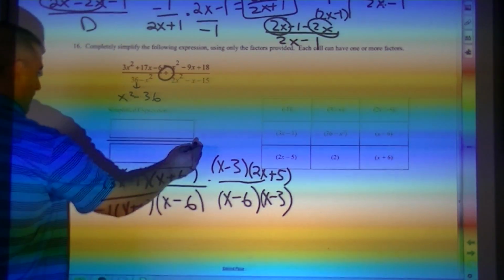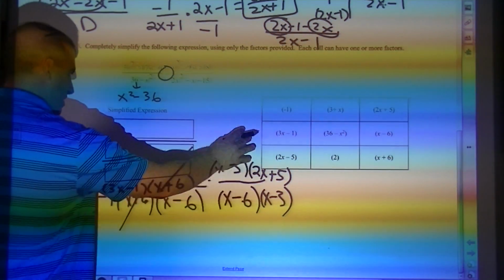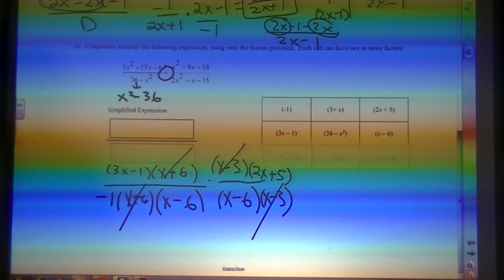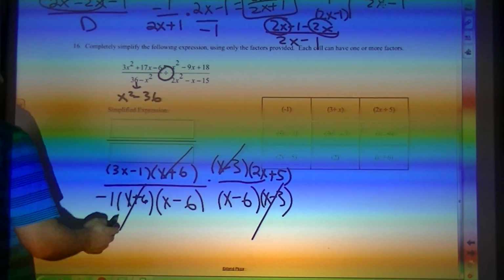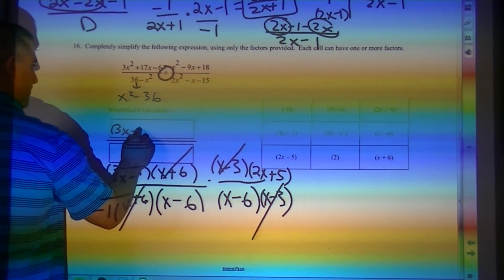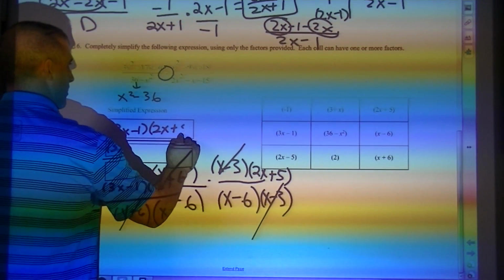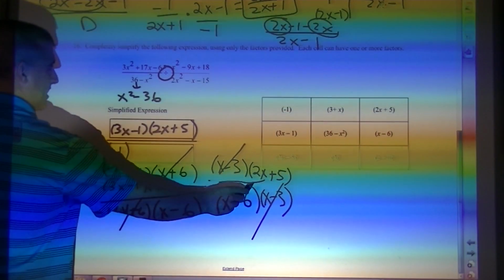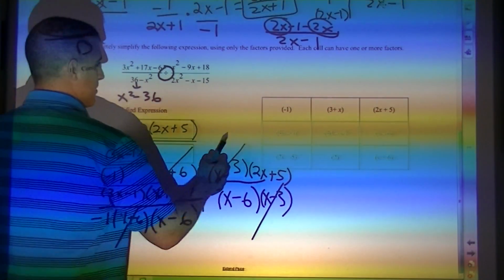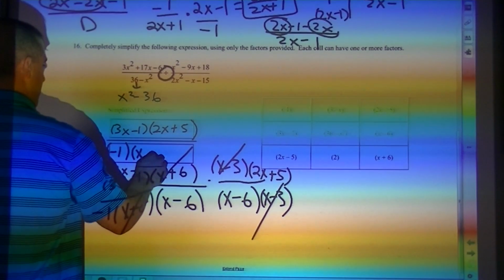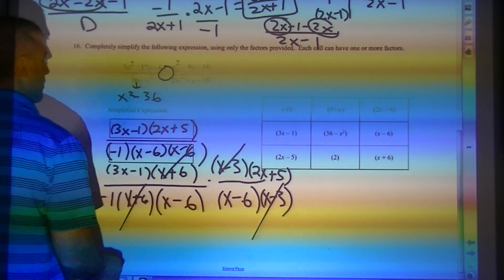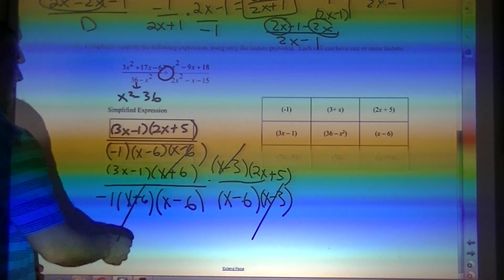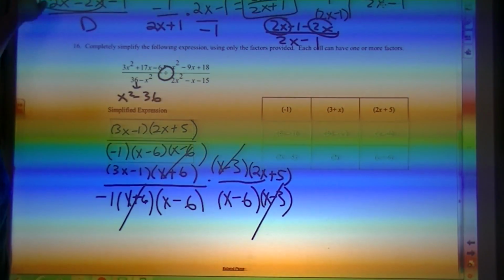I want to see what I can cross off. I can cross off these. Nothing vertical here, nothing this way. I can cross off this. So what I got left over up top is 3x minus 1, 2x plus 5, negative 1, and x minus 6, x minus 6. Now, you're just going to write that as x minus 6, x minus 6. I think that's it. Make sure you write that like that. You just use all those ones over there.